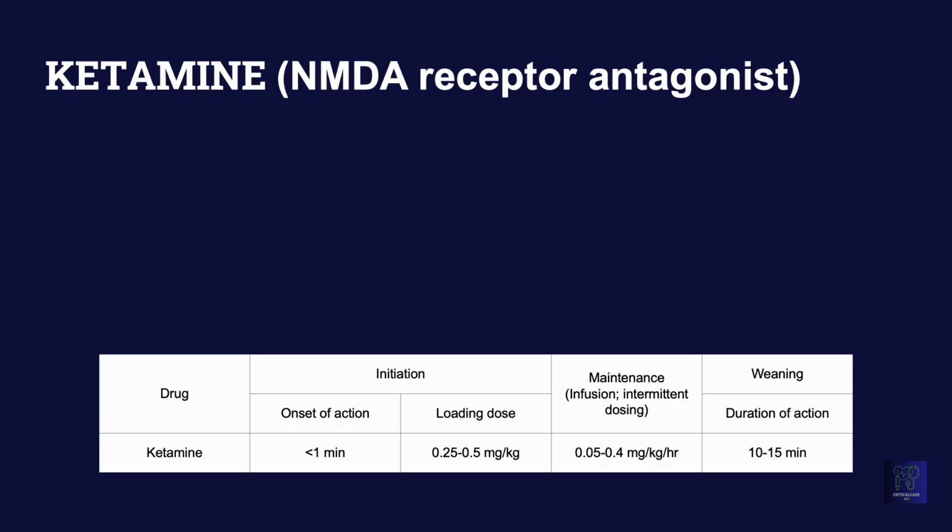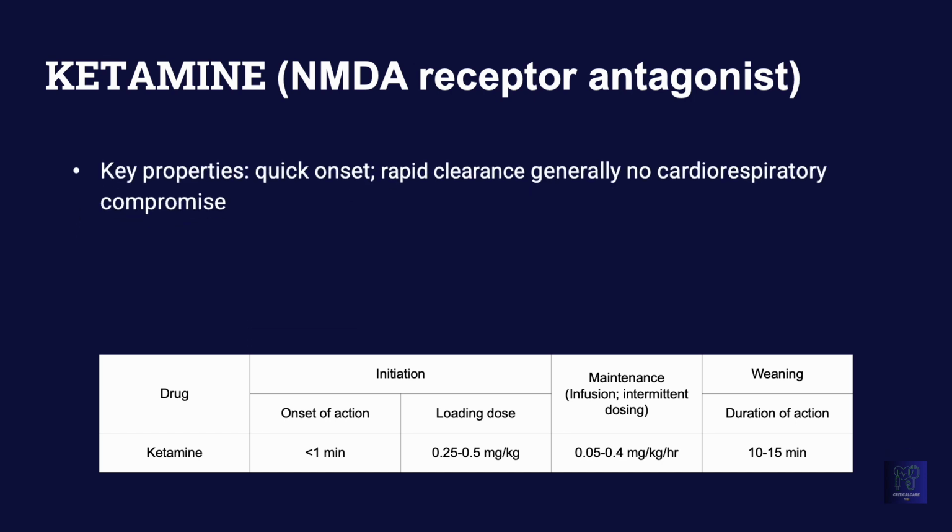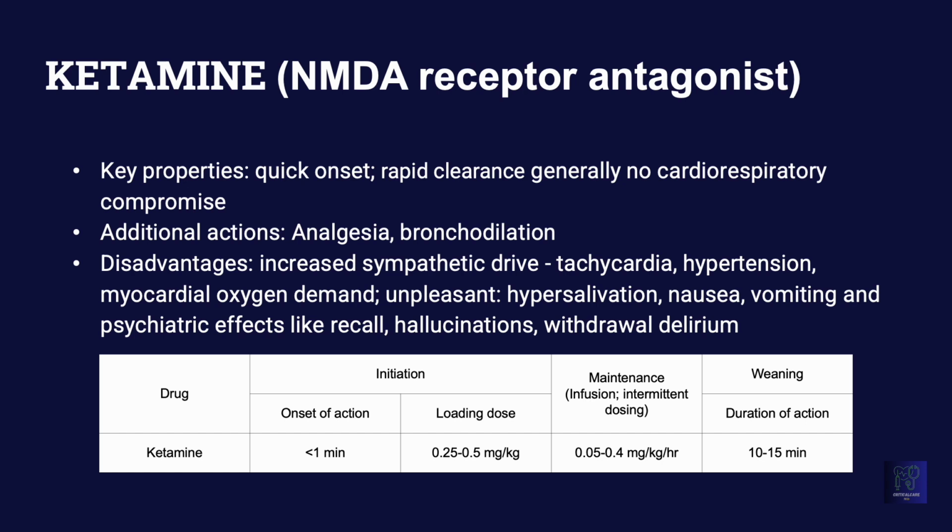Ketamine is an NMDA receptor antagonist. It has quick onset, is rapidly cleared, and generally does not cause cardiorespiratory suppression. In addition to being a sedative, it also has analgesic and bronchodilator properties. Despite these advantages, ketamine is not a popular choice in the ICU because it has several disadvantages as well. For example, it causes increased sympathetic drive, which leads to tachycardia, hypertension, and increased myocardial demand. It is associated with unpleasant sensations like hypersalivation, nausea, and vomiting. It can also cause psychiatric effects like hallucinations and delirium.